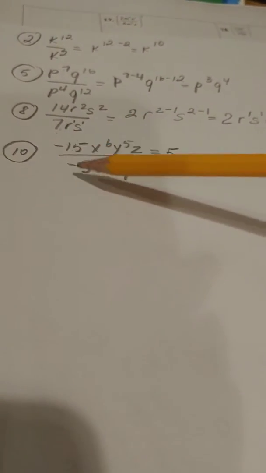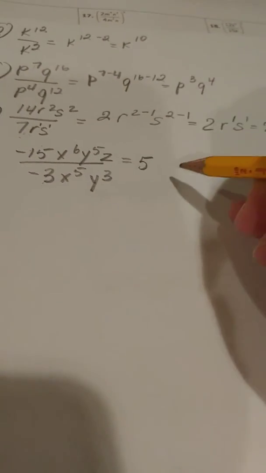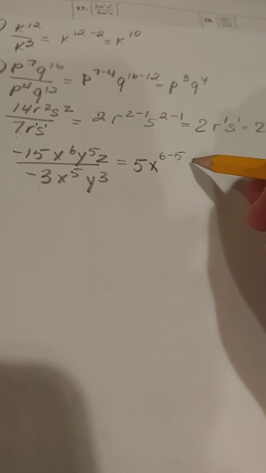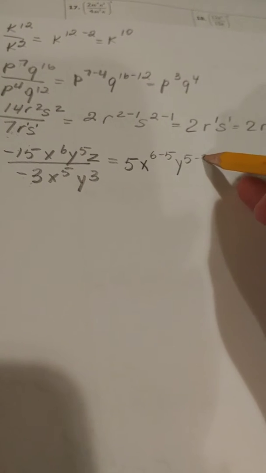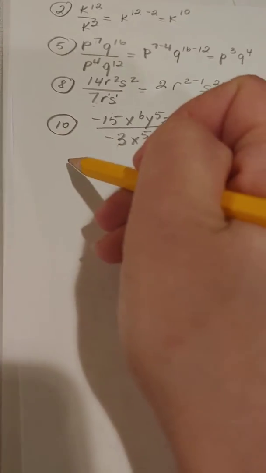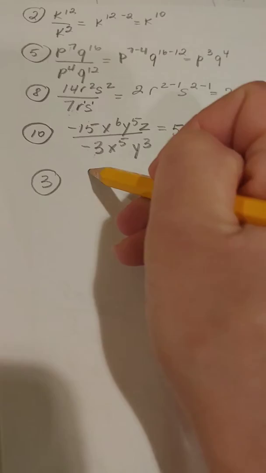So we are going over number 10. We divided -15 by -3 and we got 5. Then x is going to be to the power 6 minus 5, y will be to the power 5 minus 3, and then z is going to be left alone. So we are going to simplify it. It's x to the first power, y to the second power, z, and 5xy squared z is the answer.